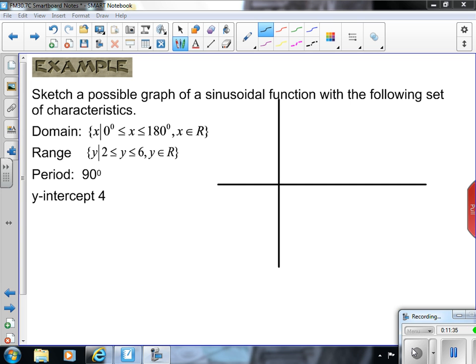So let's just put our intervals on here. Since we know that the graph is going from 0, we'll start at the origin up to 180. We can make the end 180. Halfway would be 90. And then we can just divide those two portions. So 45, and then between 90 and 180 would be 135.